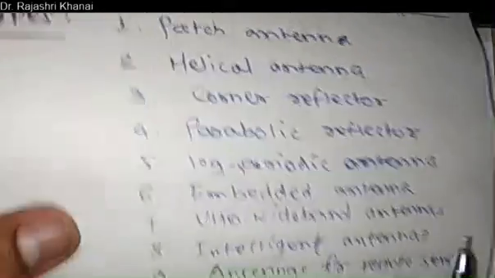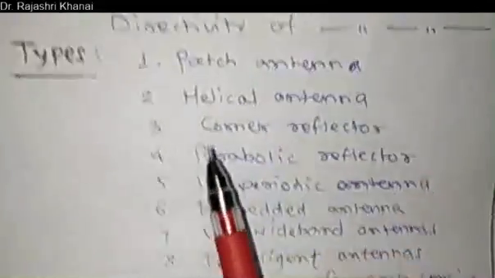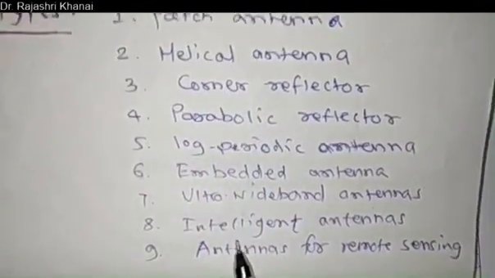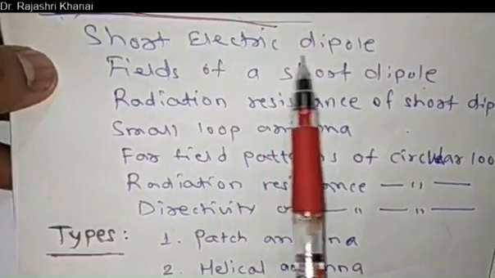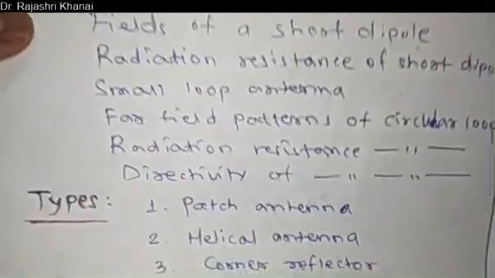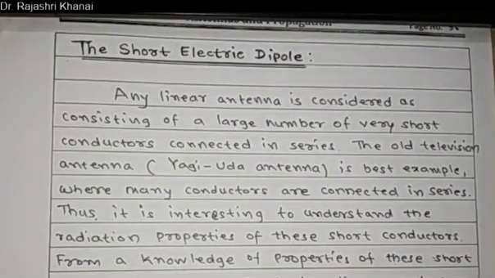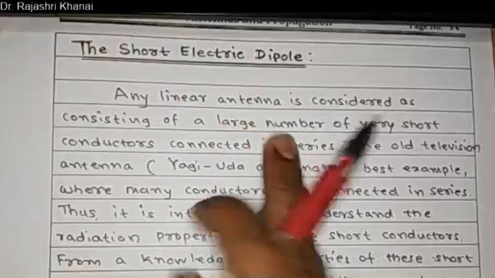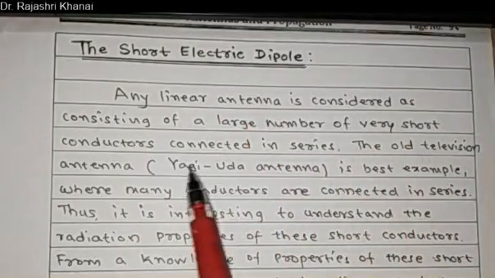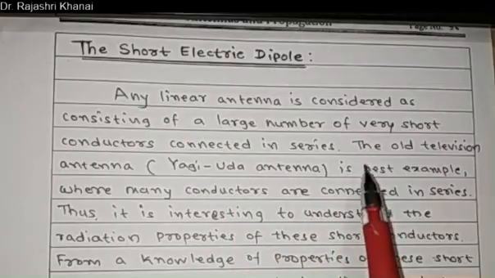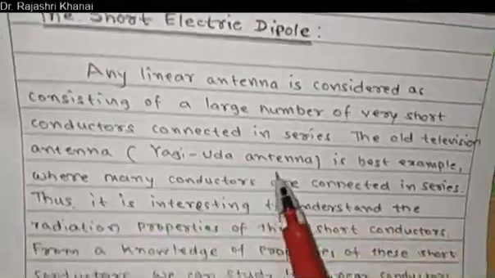So let's begin by introducing you first to what is a short electric dipole, because any type of antenna that we consider here consists of a short piece of conductor which is known as a short electric dipole. We have already studied the concept of electric dipole. Let's study it in detail now. As I mentioned, any linear antenna is considered as consisting of a large number of very short conductors connected in series. The best example of this is the old television antenna, which we call a Yagi-Uda antenna.